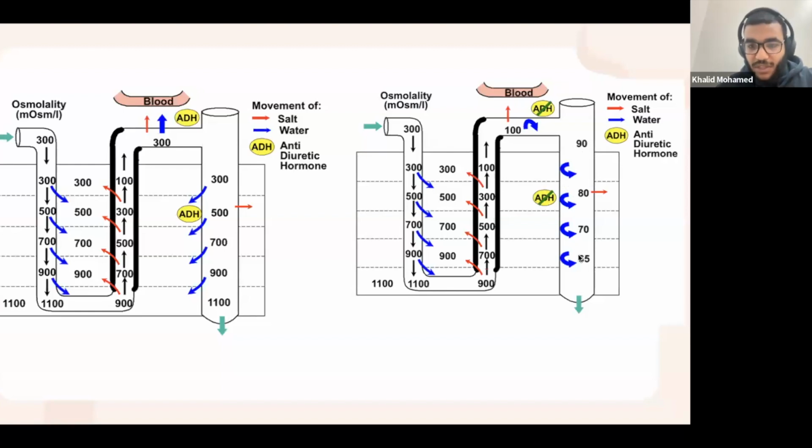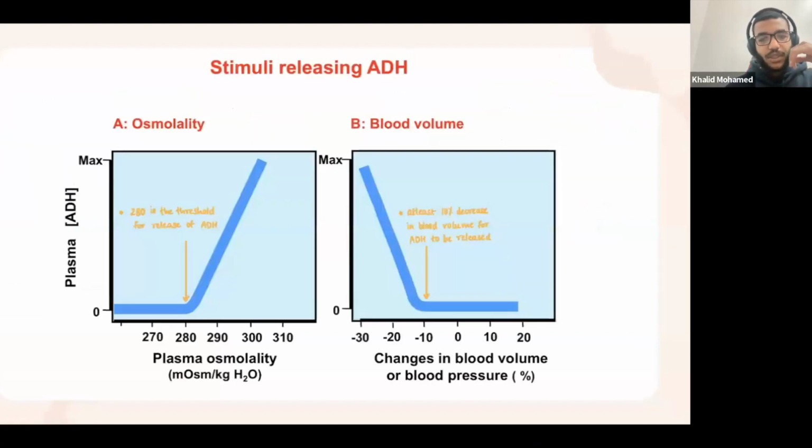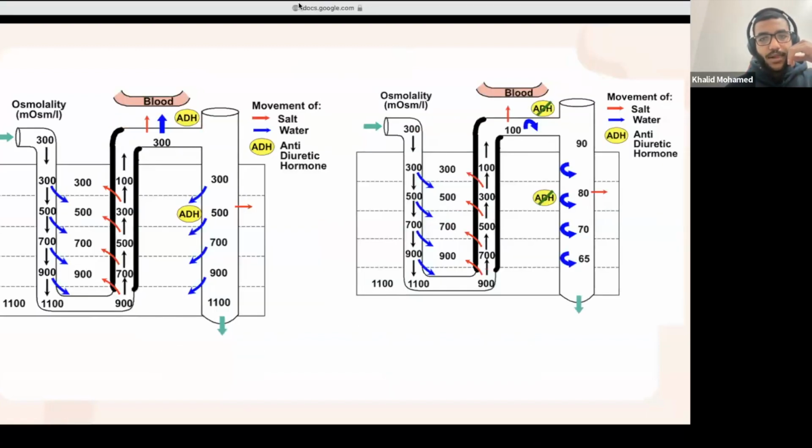Why does it keep on decreasing here? Although the effect of ADH over here and over here is the same, here it keeps on decreasing and decreasing because salt is also leaving. Okay, so with salt being reabsorbed, and water not being reabsorbed and being kept inside, the osmolarity will keep getting lower and lower until we're at the lowest in the medullary collecting duct. Okay, is that clear, everyone? Okay. Next.